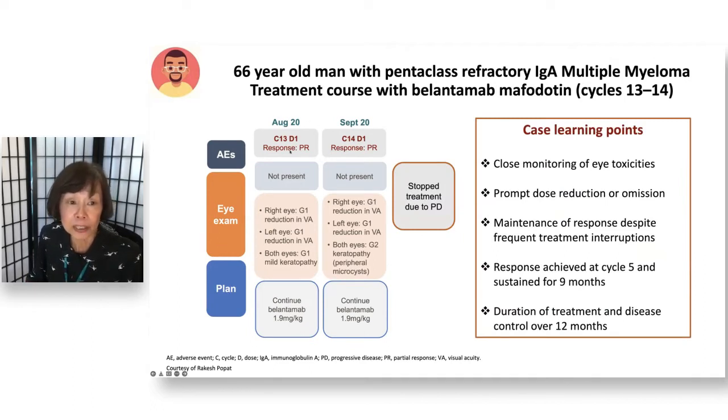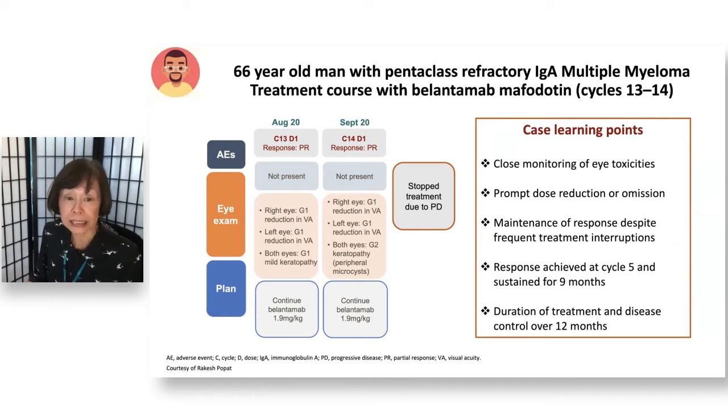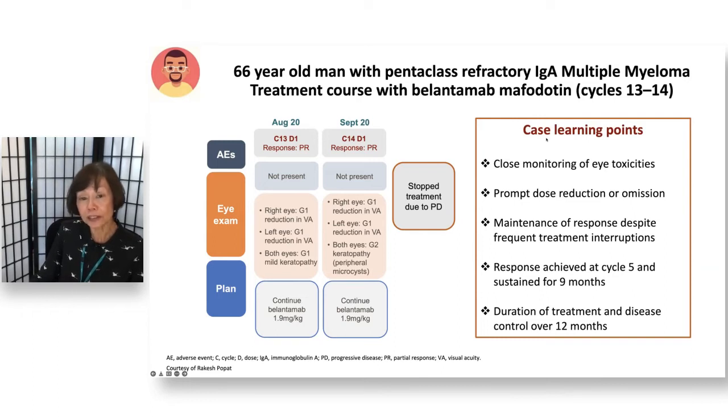And by the autumn of 2020, his ocular symptoms and AEs had reduced to grade 1, so that we continued belantamab for another 2 cycles. He had reached a PR, but sadly he progressed, and we stopped treatment in September 2020. This patient actually remained well, and his only problems were ocular problems and a reduction in visual acuity, which affected watching television. So the learning points from this case are that if you monitor eye toxicities carefully and withhold your dosing, you can actually maintain patients on treatment for a good period of time, maintaining the response.